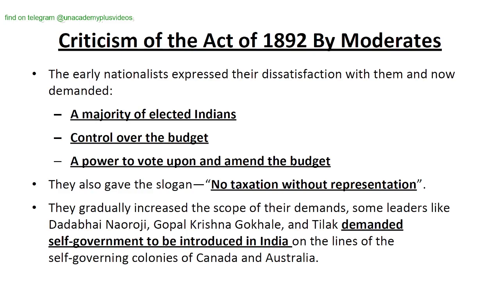Criticism of the Act of 1892 by moderates. The early nationalists expressed their dissatisfaction with it and now demanded a majority of elected Indians, control over the budget, and the power to vote upon and amend the budget. They also gave the slogan, no taxation without representation. They gradually increased the scope of their demand. Some leaders like Dadabhai Naoroji, Gopal Krishna Gokhale and Tilak demanded self-government to be introduced in India on the lines of self-governing colonies like Canada and Australia.